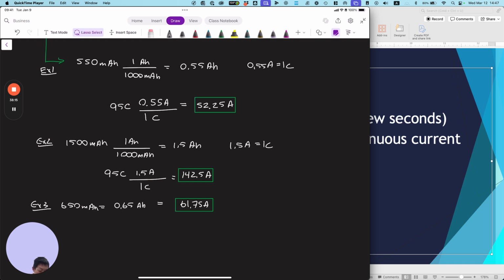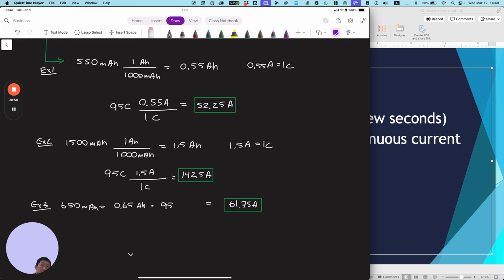Let me just complete this by putting in times 95, because it's the percentage. Maybe I'll write it like this, 95%. You can keep it in milliamp hours or go either way and divide it, because 95% of 0.65 amps should be like 0.6 something. Oh, you just multiply by that number.